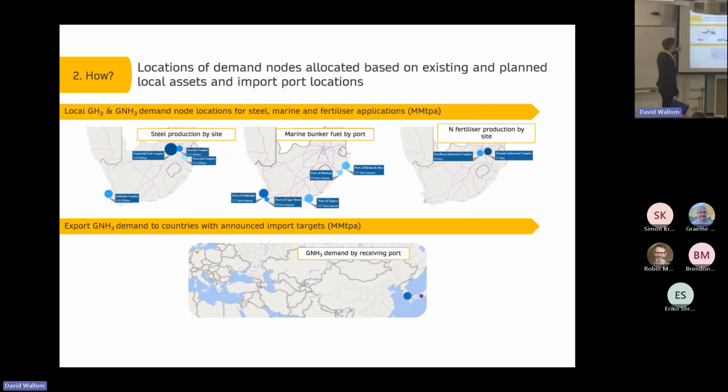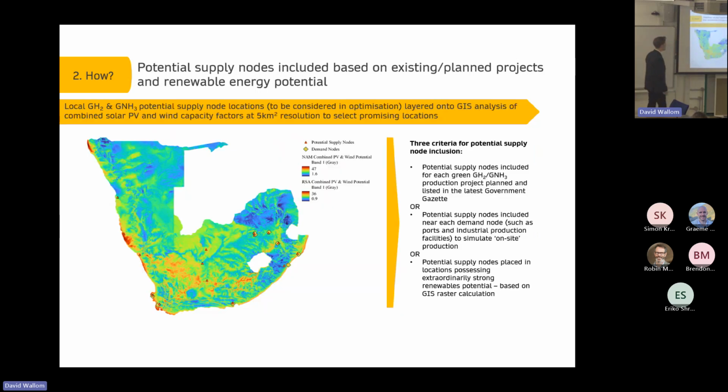Then it came to where do I actually locate this demand? So this is basically mapped according to current demand in the region. This is where steel production happens in South Africa, none in Namibia. That's where marine bunkering fuel is produced, none in Namibia again. And that's where nitrogen fertilizer is produced, again, none in Namibia. That's the global picture in terms of those importers I mentioned.